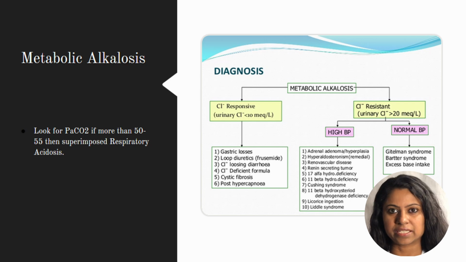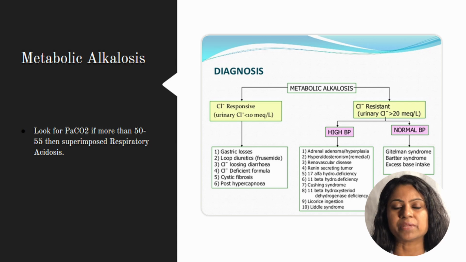Metabolic alkalosis is characterized by abnormally elevated bicarb levels. Common causes include hyperaldosteronism, Conn's syndrome, where there is an adrenal adenoma, prolonged vomiting, and thiazide or loop diuretics.